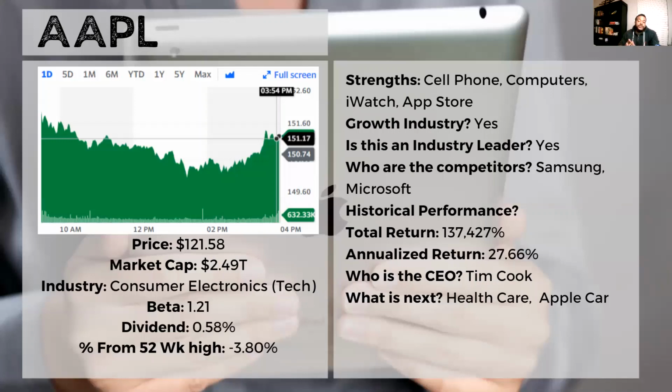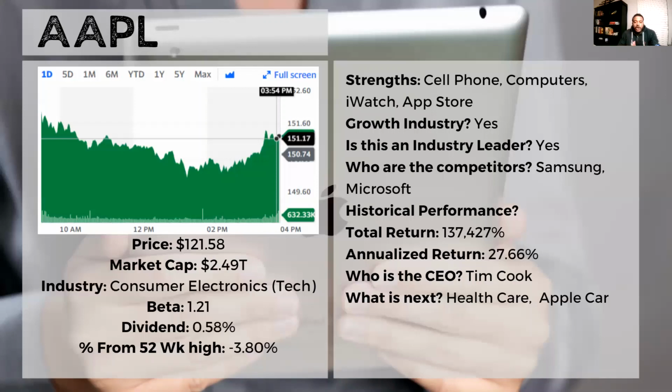We know Tim Cook has done a tremendous job as CEO, but this is for practice for when you come to new companies that we may not be as familiar with. All right. And then the last question you want to ask yourself when you're evaluating a company that you want to invest in, what is next, right?